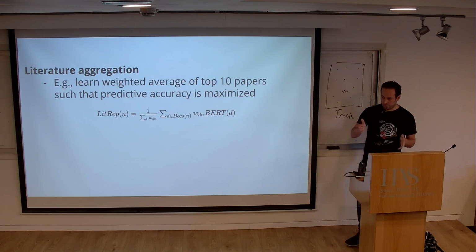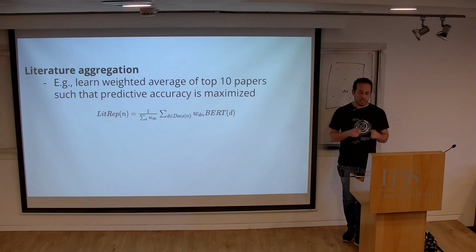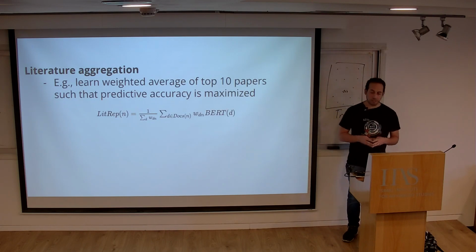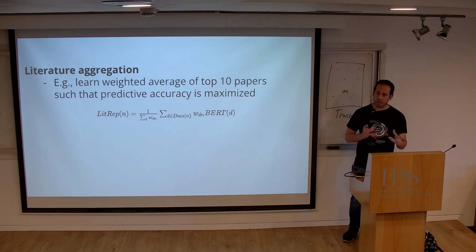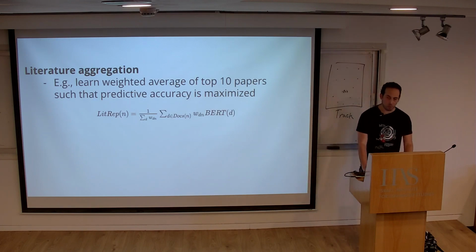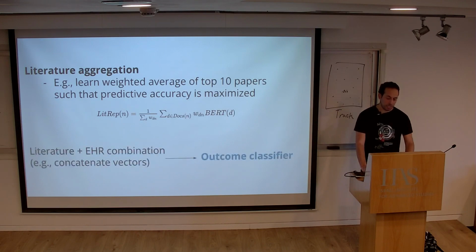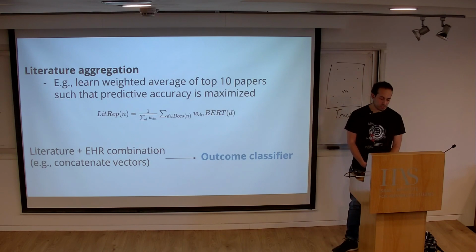That relates also to your question, right? So we can assign different weights to different types of sources of evidence and train the model to identify how to reweight the evidence in a way that maximizes predictive accuracy. And then we can take the literature representation and the EHR representation, for example, just concatenate these two things and feed that into an outcome classifier.